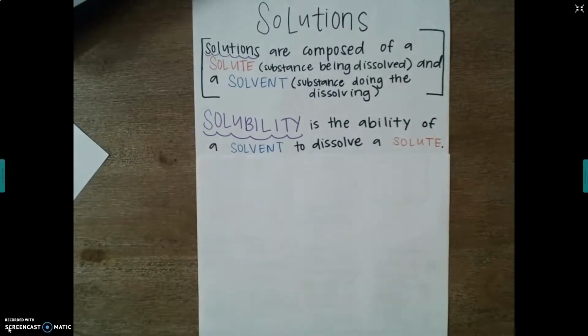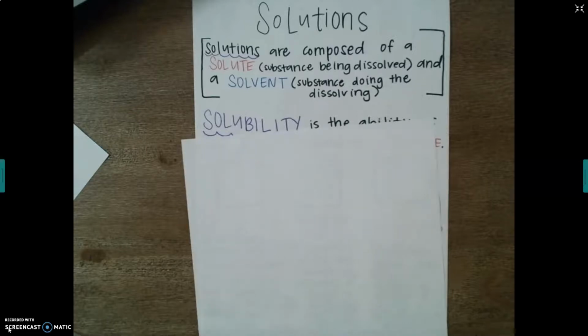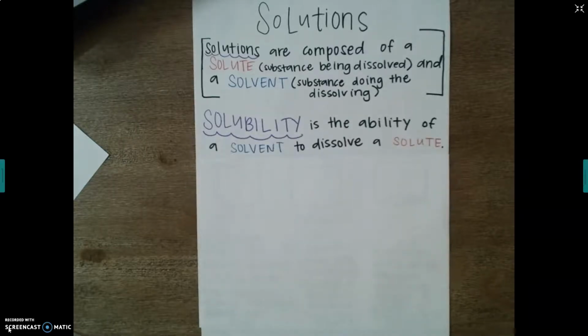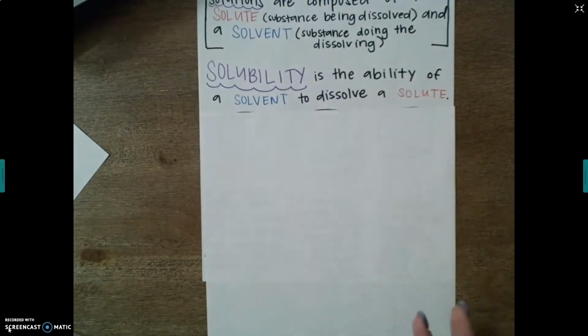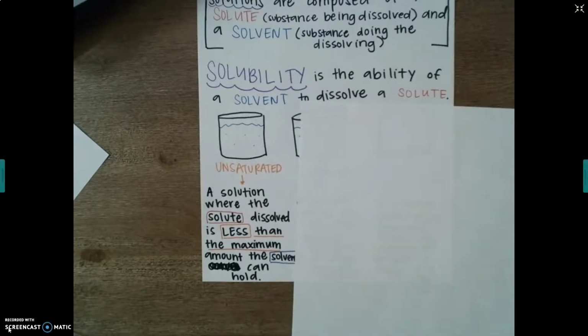Solubility is the ability of a solvent to dissolve a solute. And like I said previously, that can vary in the amount of solute being put in, that can vary in the amount of solvent being able to actually dissolve all of those particles of the solute. So there are 3 different types of solutions. They can be unsaturated, they can be saturated, or they can be supersaturated. So we're going to start with unsaturated.